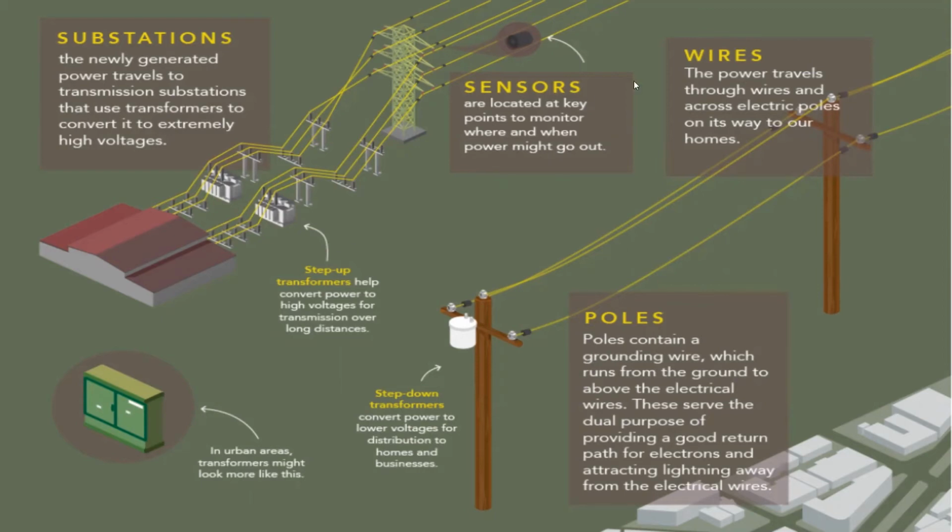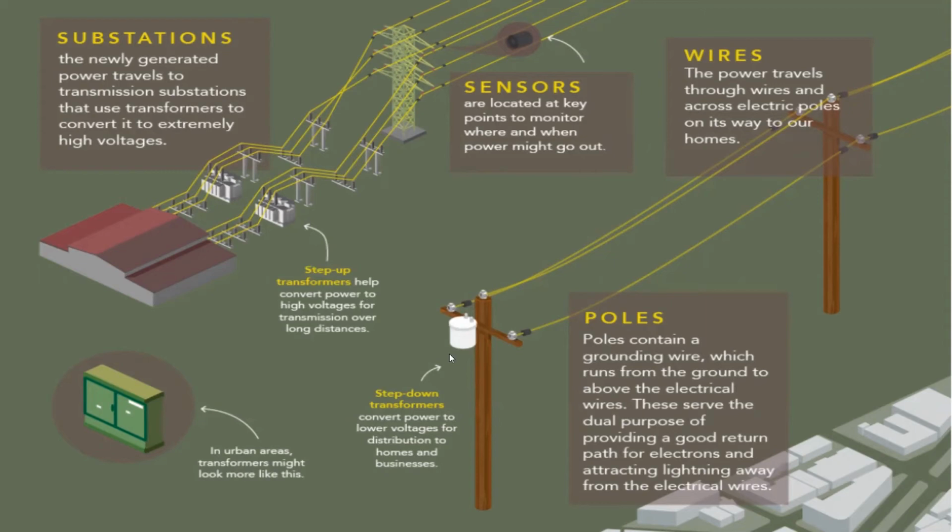And then from there, we go all the way back to the wires that travel, and you see these regularly past your home. And then the poles contain the ground wire, which runs from the ground to above the electrical wires. And these serve as a good path to return electrons and attract lightning away from the electrical wires. And then we also have our step down transformers. So you'll notice we have our step up that bring our voltages super high. And then we have our step down transformers that convert power to lower voltages to be used within your home.